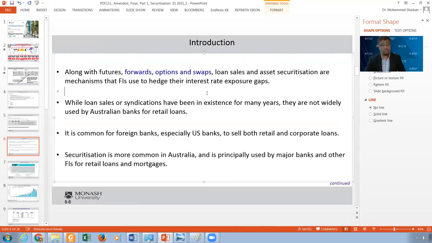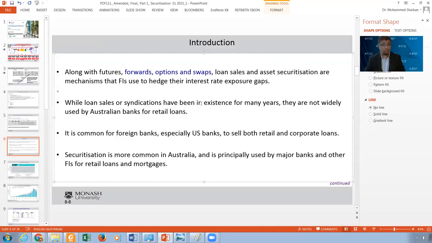management tools. Now, loan securitization has been in existence, as I mentioned, during the financial crisis, but extensively used by the American banks, Australian banks. However, there is something called the homogeneity of the loans, which means if you are going to go for loan sales, that's fine. You can sell any loans, individual loans or a group of loans.